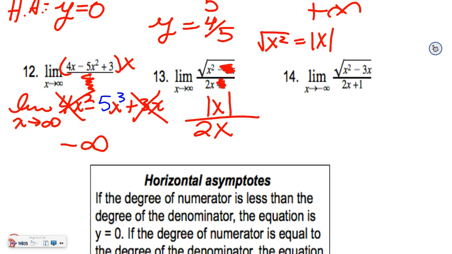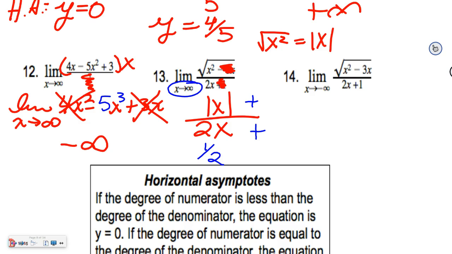Here's how you decide. You go and put positives in. If you put positives in here, the top is positive. If you put positives in here, the bottom's positive. So where is this going to go? 1/2 positive.